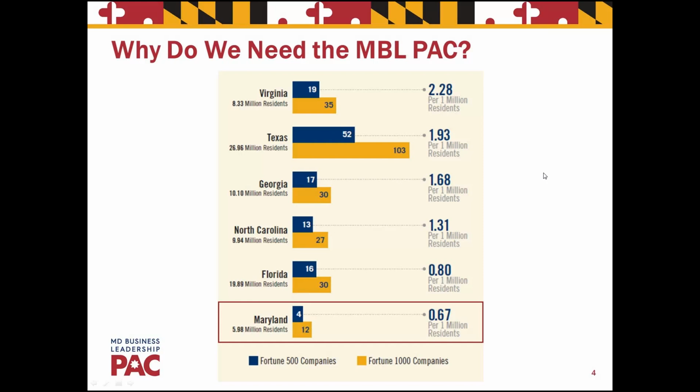If we were to make changes in our state, particularly in our legislature, and we could generate Fortune 500 companies at the same rate as Virginia, here's what that would equate to. We would have 8 more Fortune 500 companies for a total of 4, and a whopping 435,000 more jobs. It's pretty astounding when you think of it.